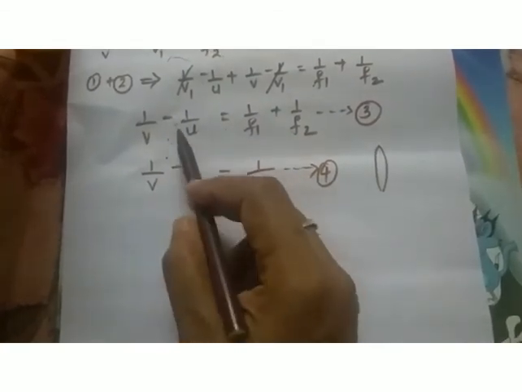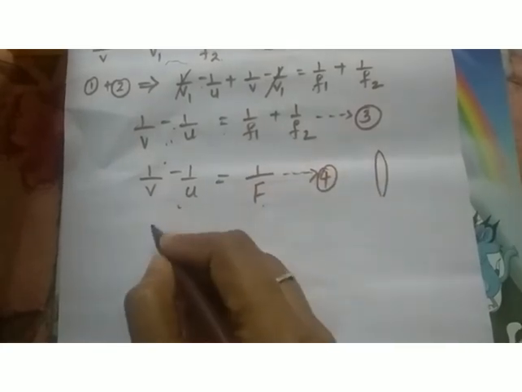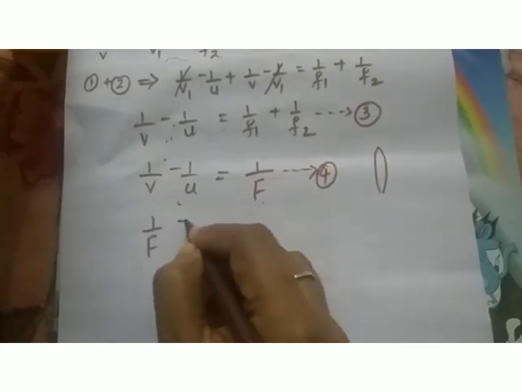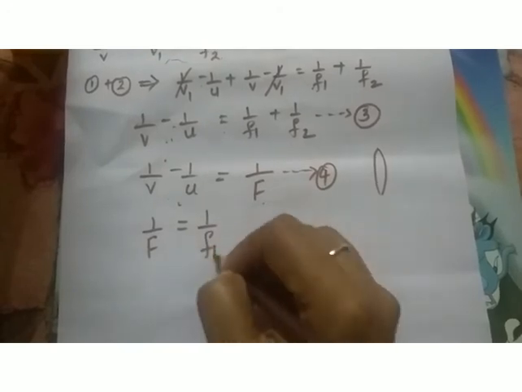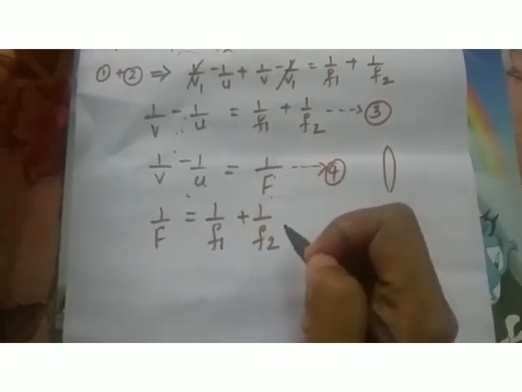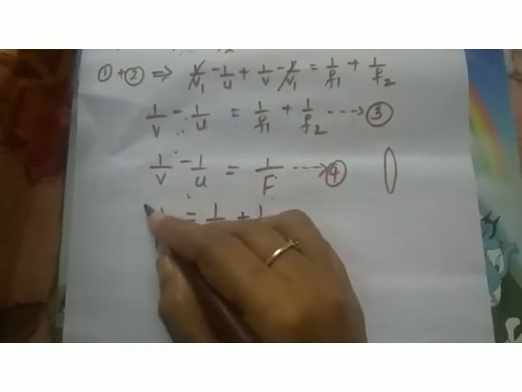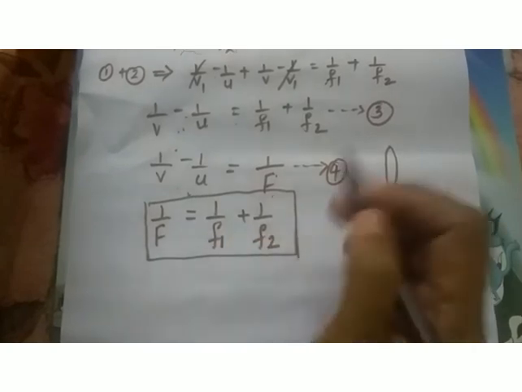So the LHS of these two equations 3 and 4 are equal. So we can equate the RHS part, and when you equate the RHS part, you will get 1 by f is equal to 1 by f1 plus 1 by f2. So here f is the focal length of that single lens, and f1 and f2 are the focal lengths of the thin lenses in contact. So this is the expression to find out the focal length for the combination. So 1 by f is equal to 1 by f1 plus 1 by f2.